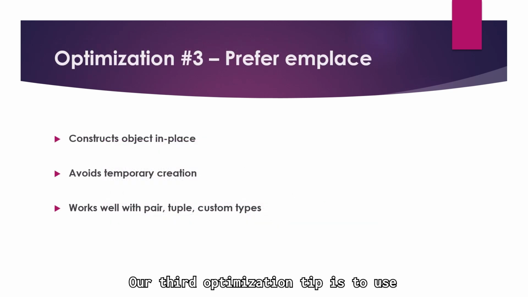Our third optimization tip is to use emplace rather than insert when adding elements to a container. The key difference is that emplace constructs the object directly in place, which avoids creating a temporary object. This can be a significant performance boost, especially when dealing with complex objects like pairs or tuples. Consider the example of inserting a large object into a map or vector. If you use insert, it will first create a temporary object and then copy it into the container, which is an unnecessary overhead. On the other hand, emplace constructs the object in place, eliminating the need for a copy. This small change can lead to much more efficient code.